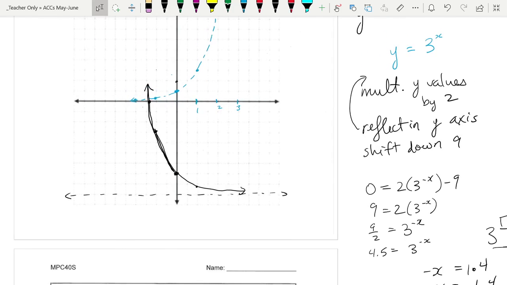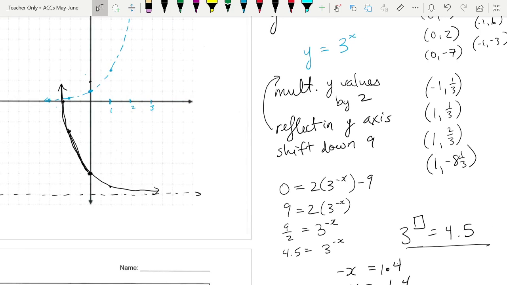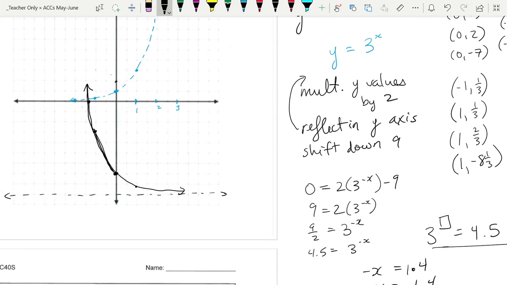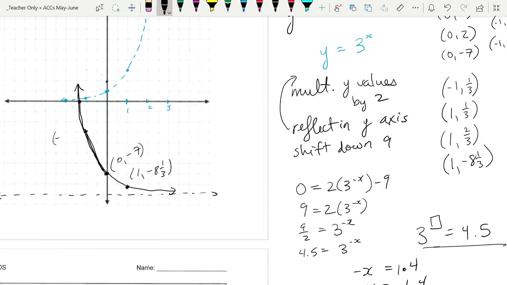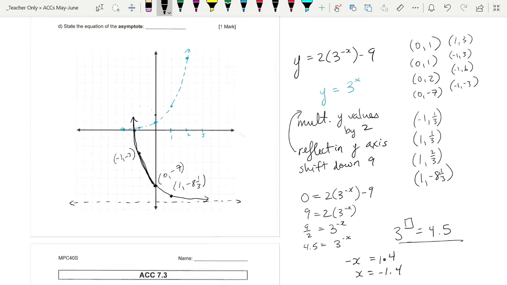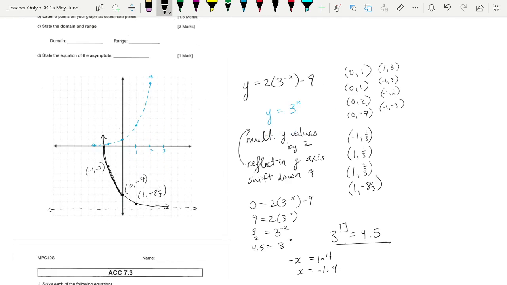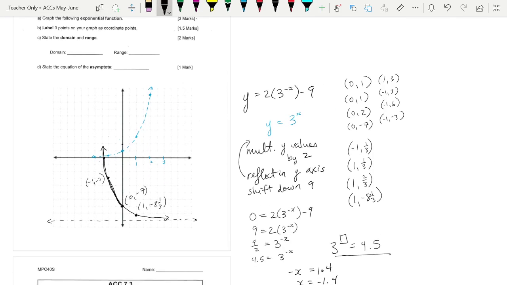So there we go. There's our perfect graph. I can label some points. I can use the labels that I found here. This was, what was this? This was +1, 8 1/3. No, negative 8 1/3. That was this dot. What was this dot again? This dot was 0, -7. And that dot was -1, -3. There's my 3 marks for labeled points. I'd get 3 marks for having the graph right. So 3 marks for the graph, 3 marks for labeling the points, and then the domain and range.